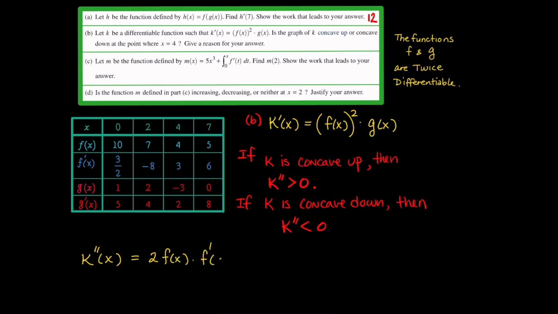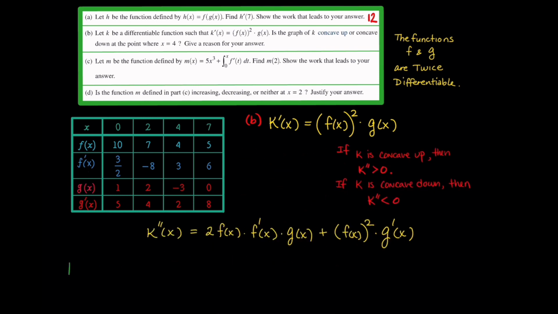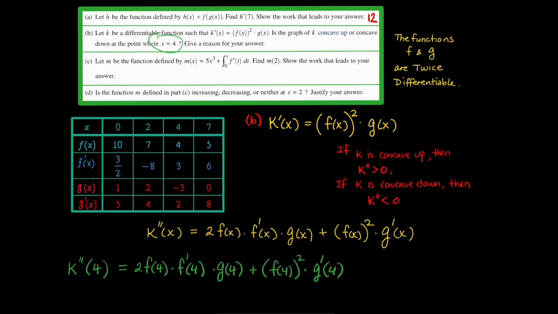So k double prime is going to be found by doing 2 f of x, f prime of x times g of x, plus f of x squared times g prime of x. This is the product rule and the chain rule altogether. And plugging in x equals 4, we can use our table of values to evaluate for f of 4, f prime of 4, g of 4, f of 4 squared, and g prime of 4.